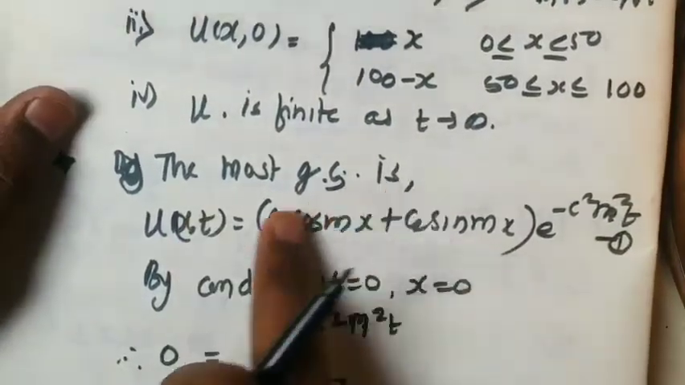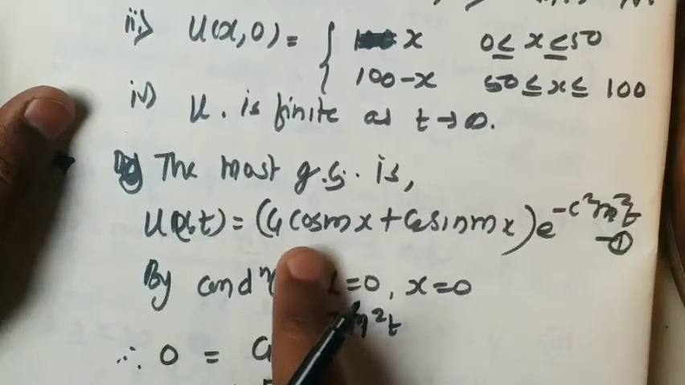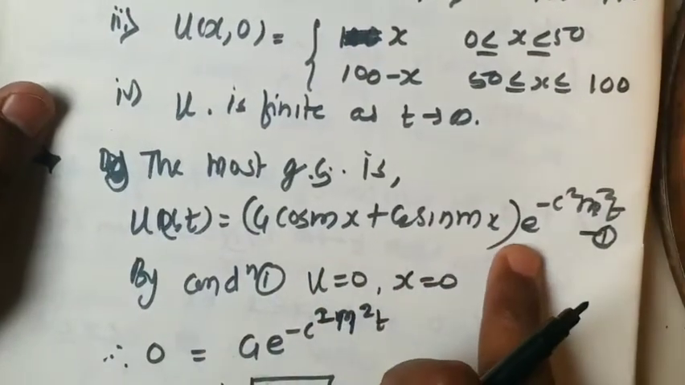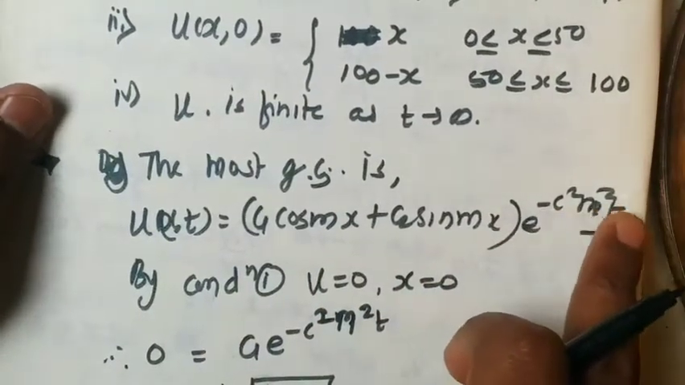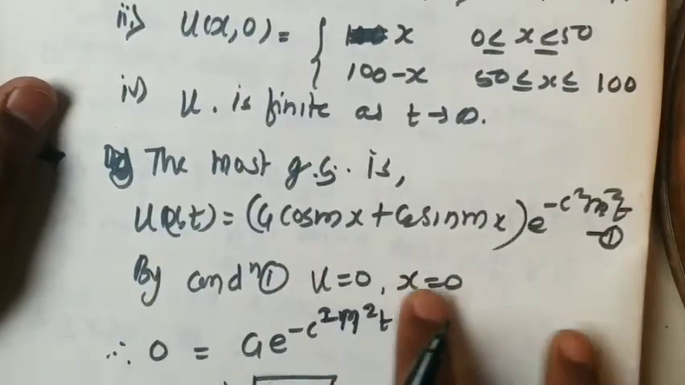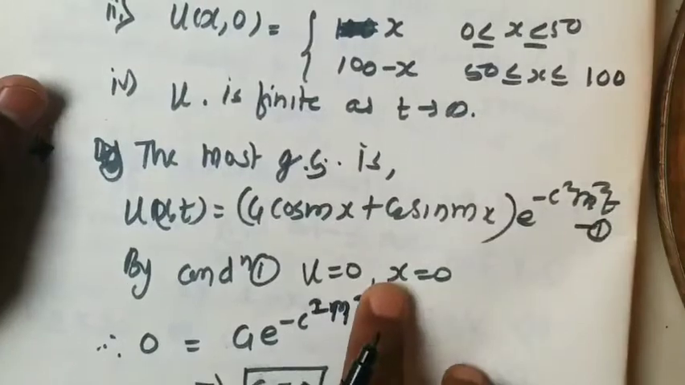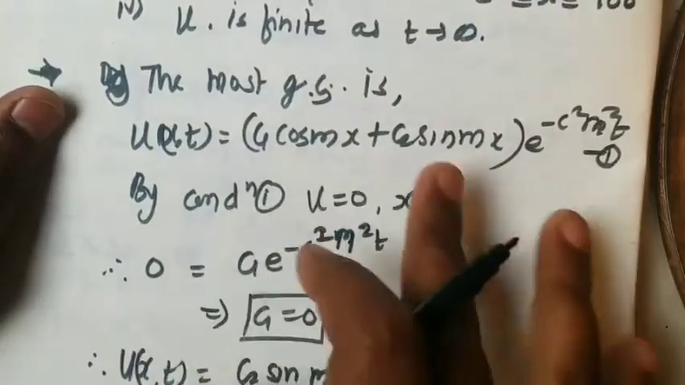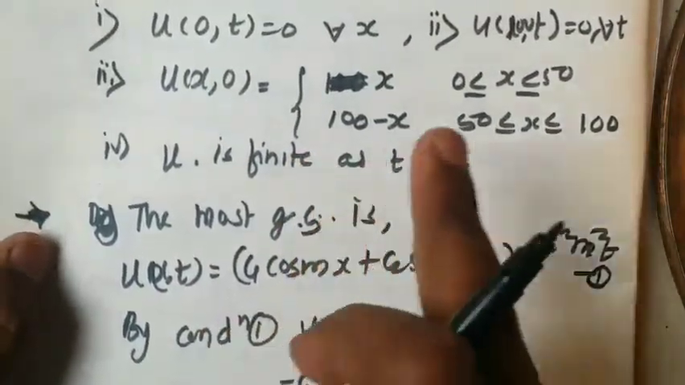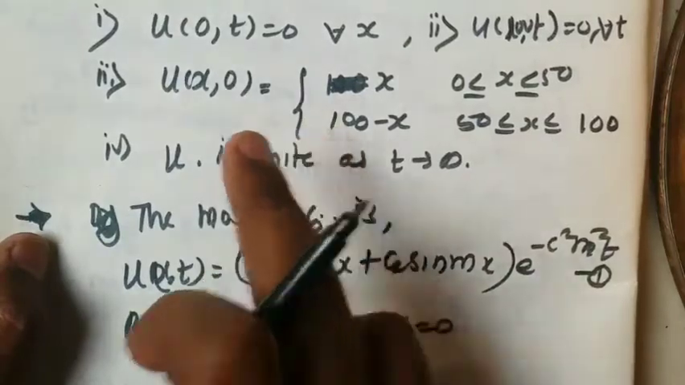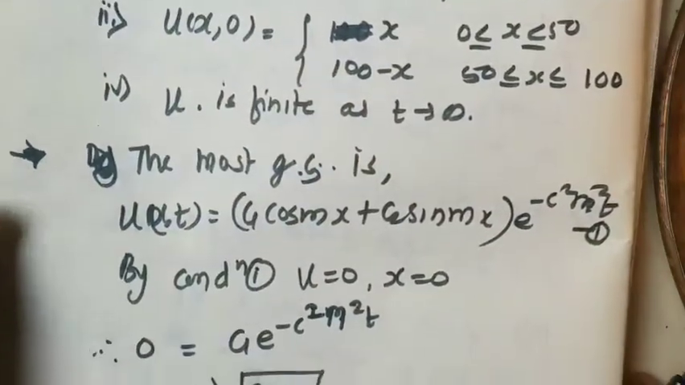Okay, now let us solve this like the problem solved in the previous lecture. The most general solution we take as u of x,t equal to (c1 cos mx plus c2 sin mx) into e to the power minus c square m square t. This is the most general solution of the one dimensional heat equation. Here the value of c square is c square, not any other constant. Now let us start applying condition 1, the first boundary condition, then the second boundary condition, then the third condition. By making use of these 3 conditions, we get the solution.